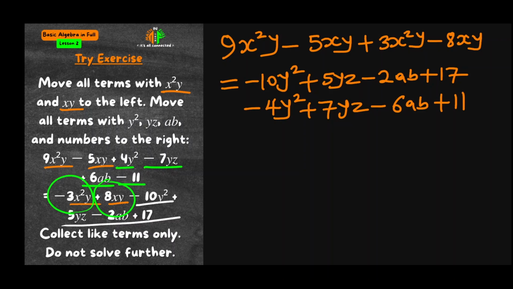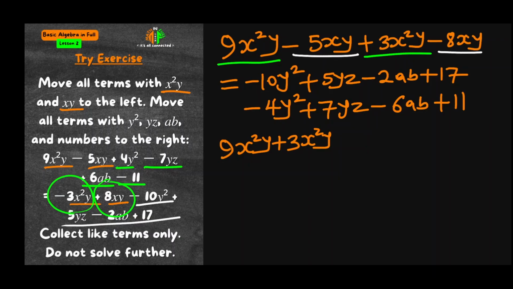Now the next part of the question is to collect the like terms after we've moved them. So to collect the like terms, let's first identify the like terms. These are the first ones we've identified. So that gives us 9x square y plus 3x square y. Then next we are taking this 5xy and this. So that gives us minus 5xy minus 8xy.